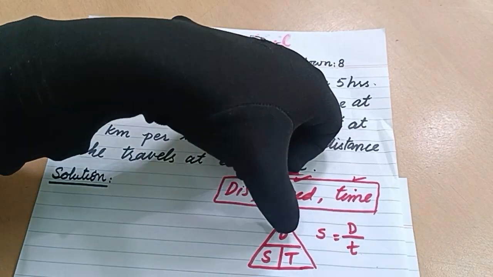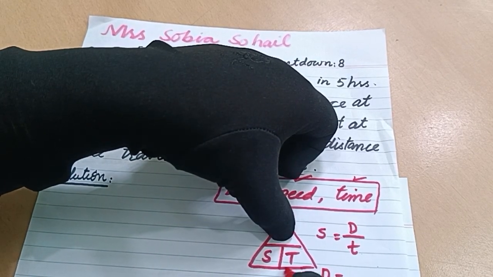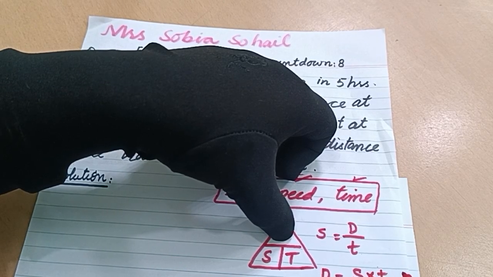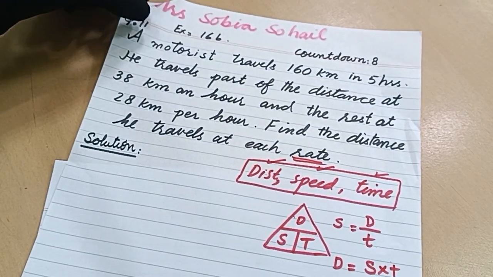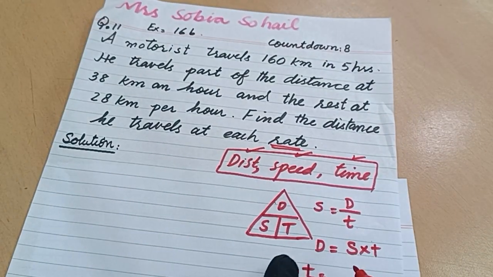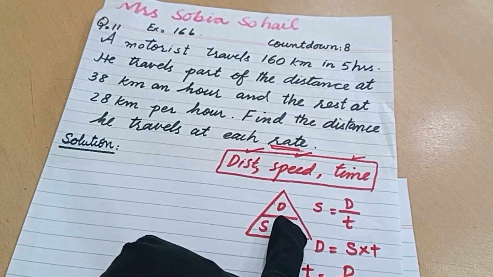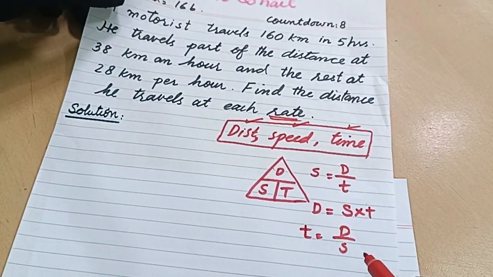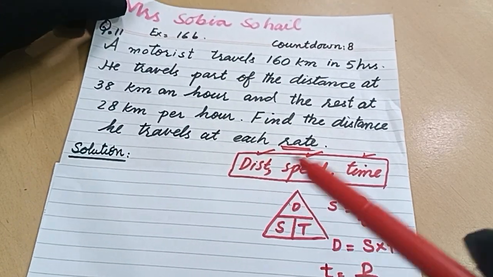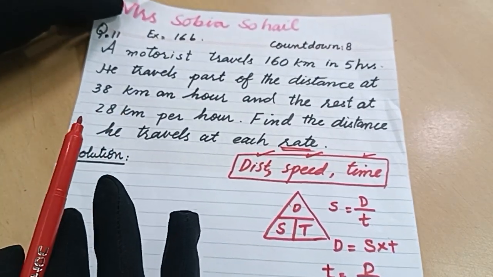Then if you are checking the distance, put your finger on D. D is equal to S and T at the same level, so speed into time. And if they are looking for the time, put your finger over here, and then time is equal to distance over speed. So you must know the relationship between these three terms: distance, speed and time. This is your basic knowledge. After that, read out the question properly.